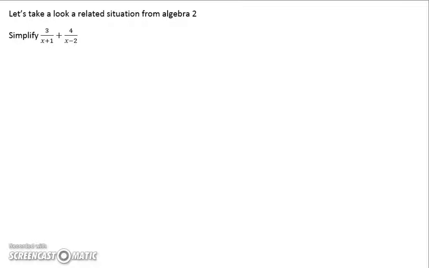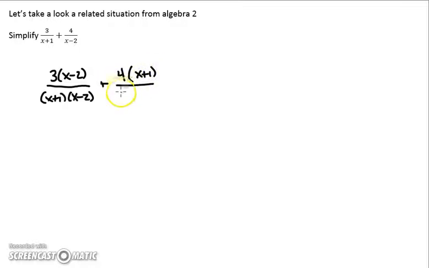So in order to explain how we use partial fractions, we're going to look at an example from Algebra 2, something that's related. If we have the fraction 3 over (x + 1), and we're adding that to the fraction 4 over (x - 2), we would want to get a common denominator. So we would think about our common denominator being (x + 1)(x - 2). So we would want to say 3(x - 2) over (x + 1)(x - 2) plus 4(x + 1) over (x + 1)(x - 2).